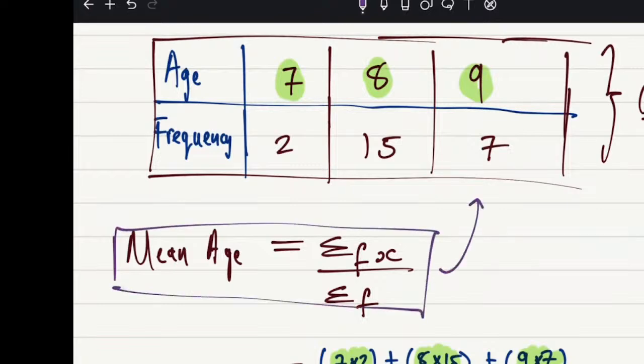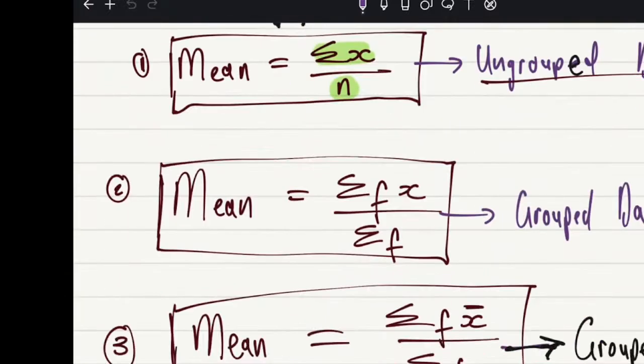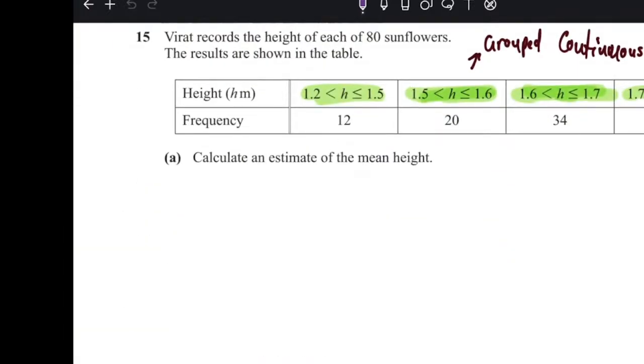If you get this type of data, then use this formula, please. If you get this type of data where they were doing in the exam, now we are doing this exam question. Calculate an estimate of the mean. You see the word mean? You look at the type of data you have. You say, oh, this is grouped data because it's in a table.